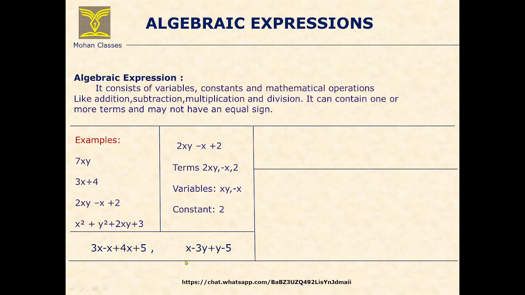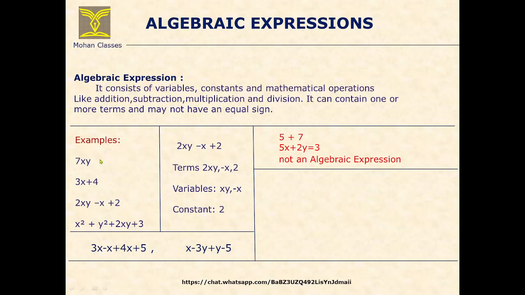What will not be considered an algebraic expression? If only constants are added, we cannot call it an algebraic expression. For example, 5 plus 7 has no variable, so it is not an algebraic expression. In 5x plus 2y is equal to 3, the equal sign is there, so it is not an algebraic expression, it is an equation.